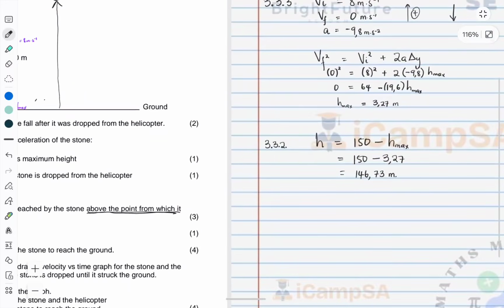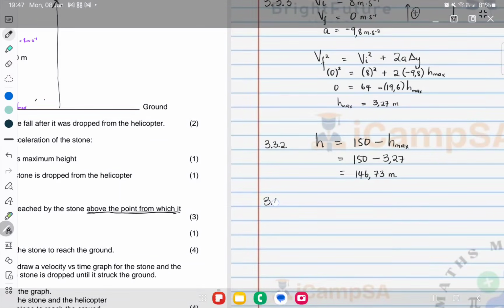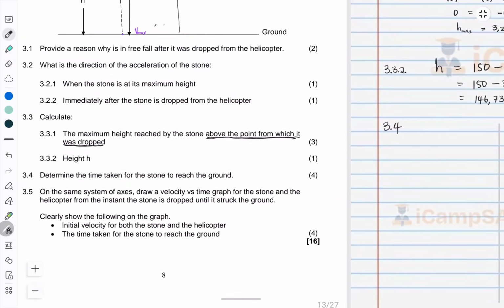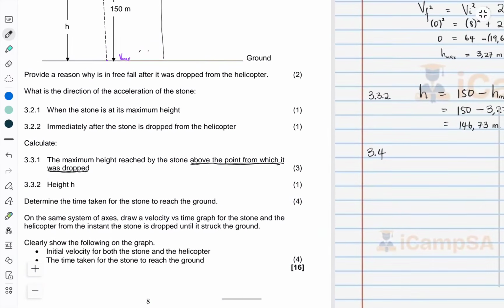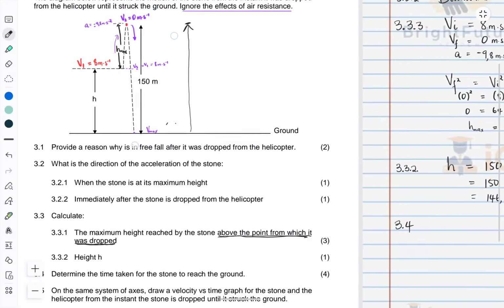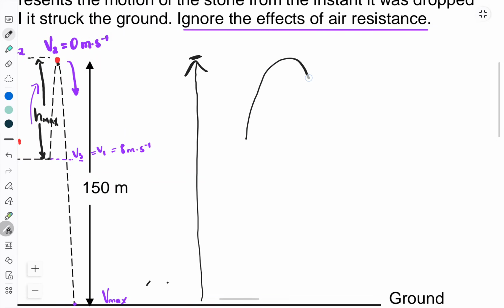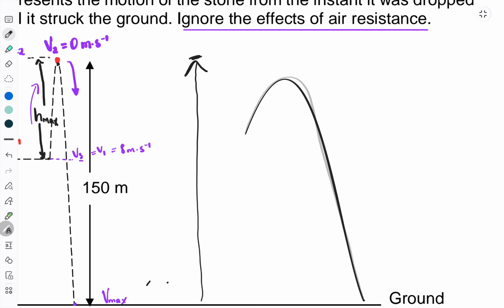Now we go to 3.4. Okay, 3.4, determine the time taken for the stone to reach the ground. Oh, nice. So what are they saying here? The stone starts here, it goes to maximum height. There's a time taken to reach maximum height. It then takes maximum height, it goes back down. There's a time taken there. So what we have here is something like this. Oh, this looks funny. I don't like it. Oh, much better.